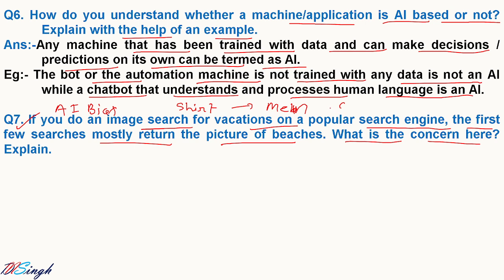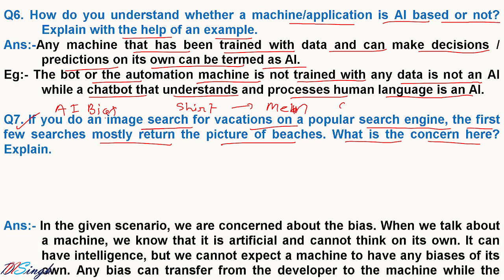So the search algorithm has been designed like that. It is going to give you most of the pictures of women while you type chef, because that is the profession we see as associated with women only. So these all are examples of AI biases, and definitely they are going to ask this question in one way or other. So please do understand it properly.